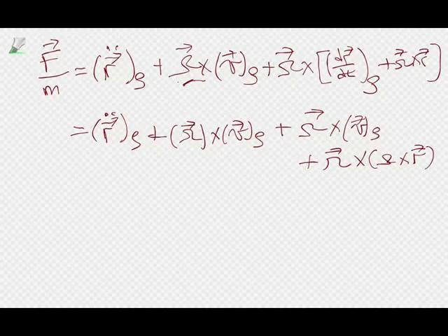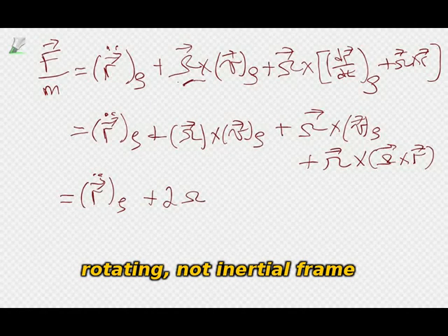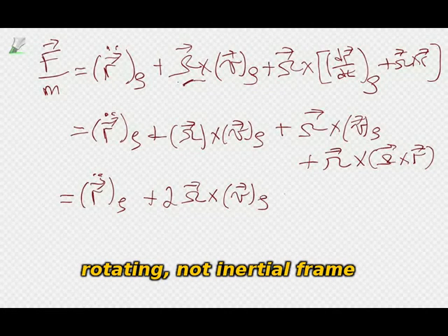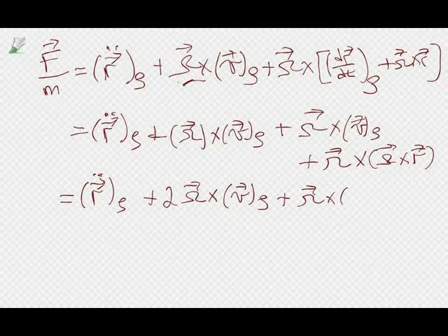You remember what I told you last time. The associative principle does not always apply to cross products. If I tried omega cross omega, I'd get 0. But omega cross, quantity omega cross R, is not 0. So those parentheses are pretty important here. Okay, and notice I've got two terms that are the same here. So what I've got is R vector double dot in this inertial frame plus 2 omega cross V in this inertial frame plus omega cross R.